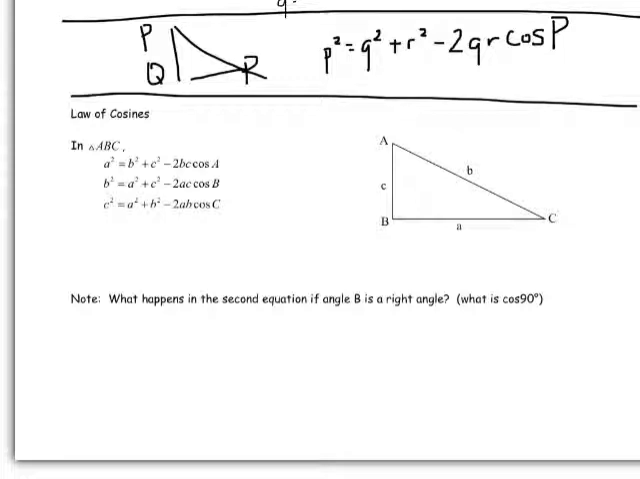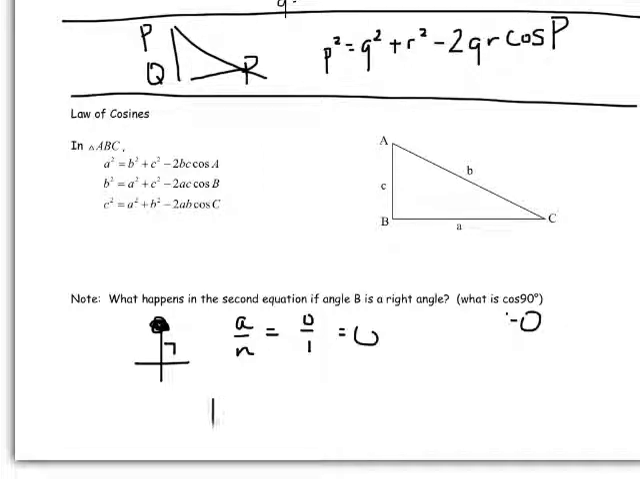Let's take a note really quick. What happens in the second equation if angle B is a right angle? As you can see, I drew this triangle on your piece of paper, and it looks like B is a right angle. If B is indeed a right angle, then in that second equation, you would have cosine of 90. So what is cosine of 90 degrees? Well, cosine of 90 degrees is adjacent over hypotenuse, and the adjacent up here is 0. So cosine of 90 equals 0.